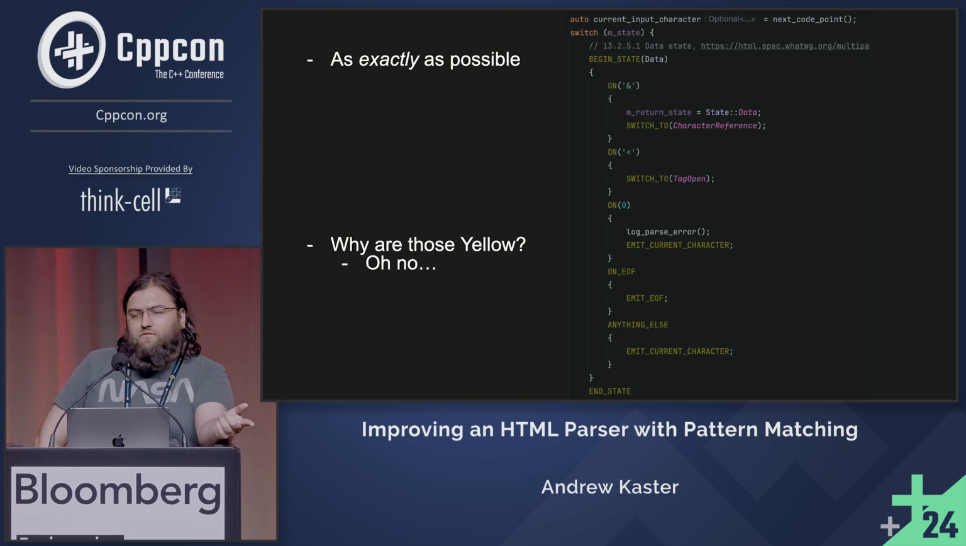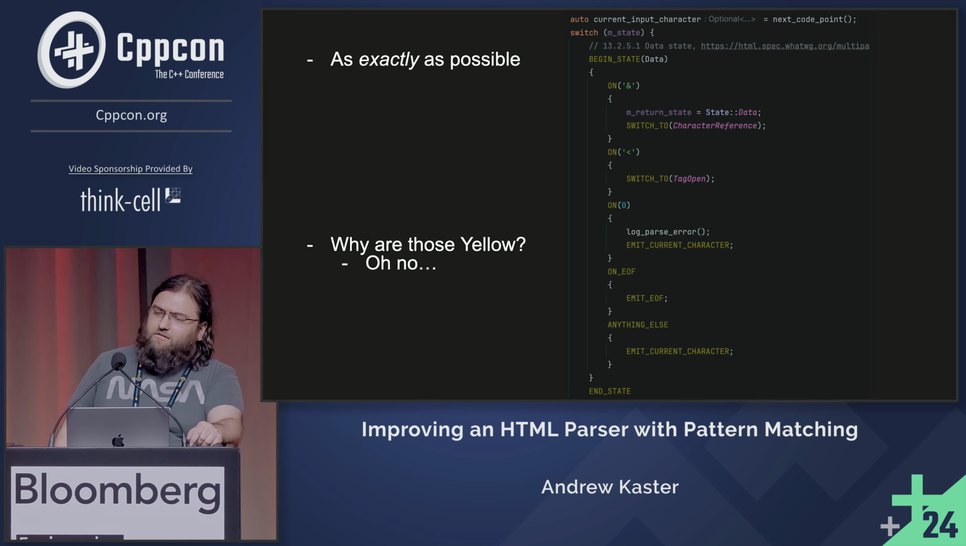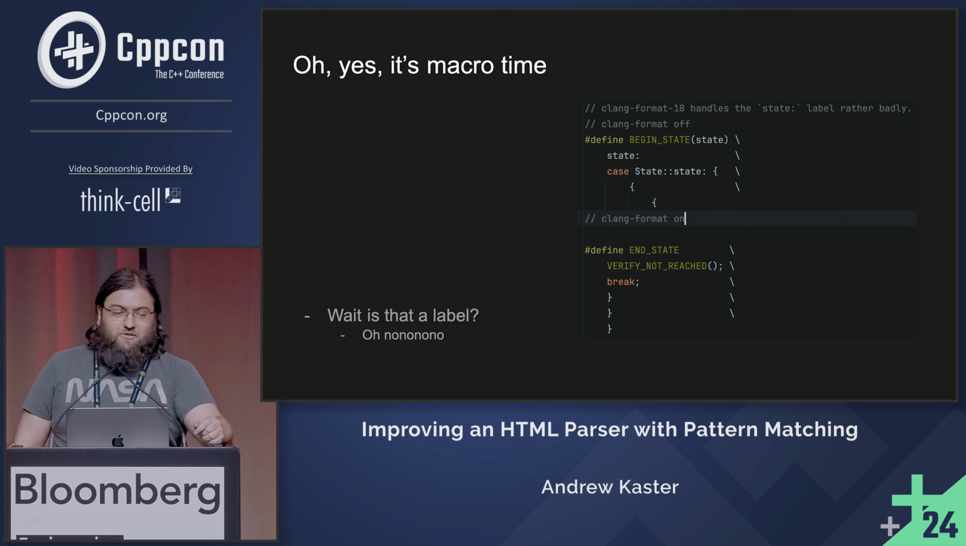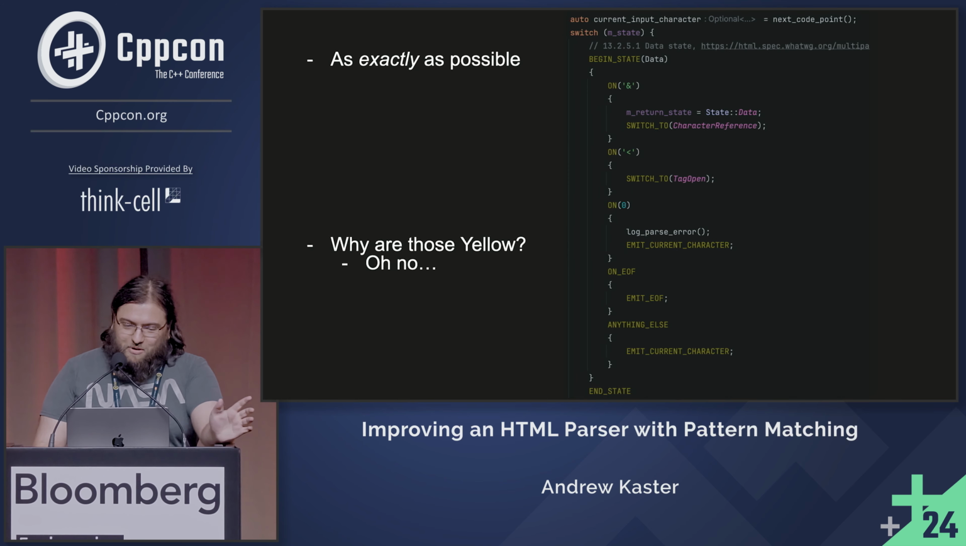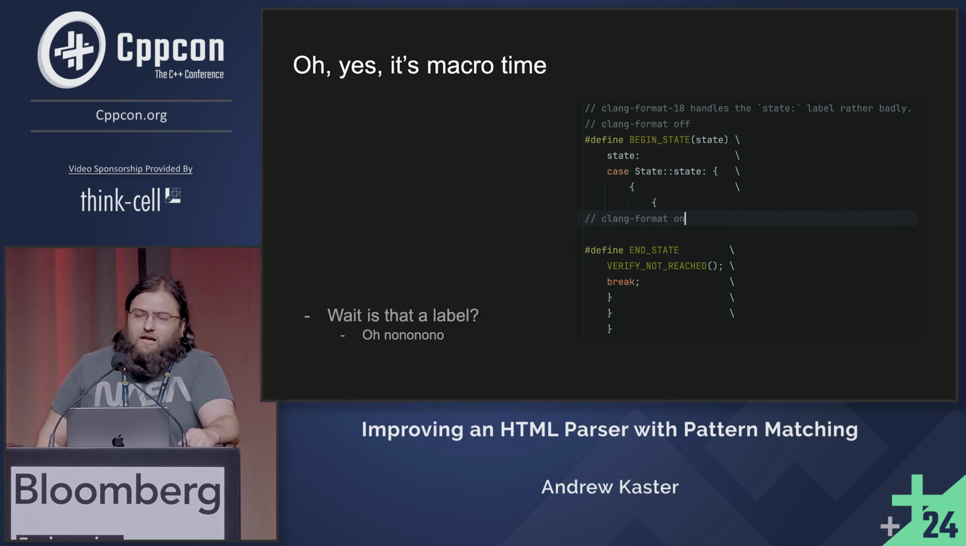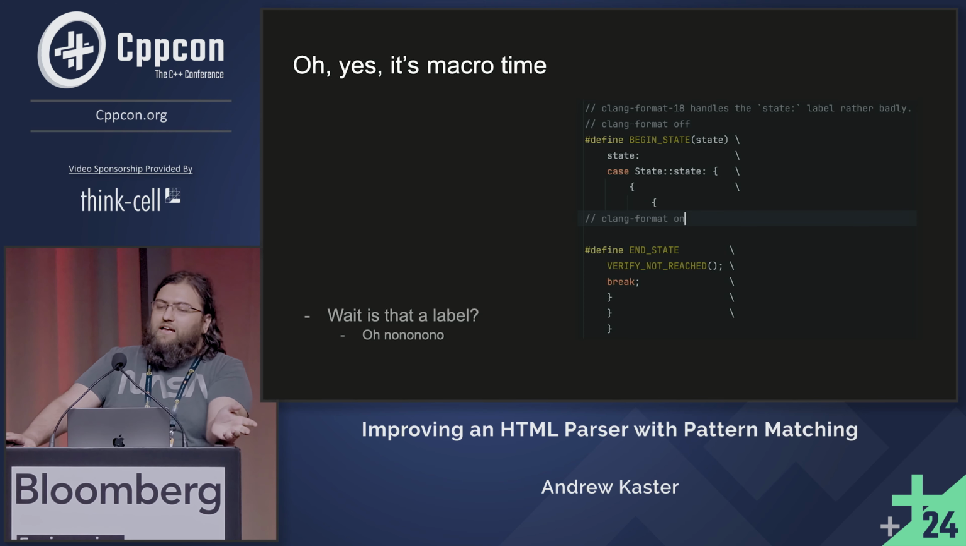Wait, why are those highlighted yellow? How did we implement this exactly? Oh yeah, we did it with a lot of macros. So if we look back again, each of those things is just another macro. There's 15 of them at the top of the file. And here's the begin state and the end state.